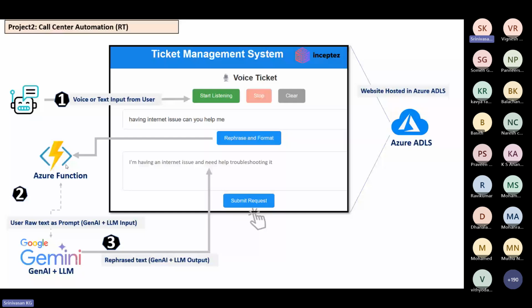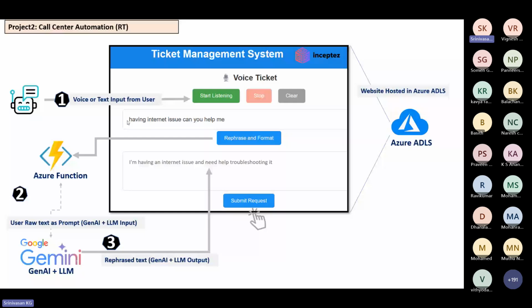The customer comes to this ticket management system and says he wants to raise a ticket. He doesn't want to type anything. Simply, he can click the start listening button and talk about the issue. He can say whatever he wants: "Hey, my internet is not working for the last 3 days. I'm really feeling very bad. Please help fix this issue as early as possible." If you speak, it is going to convert it into text and display it in the text box.